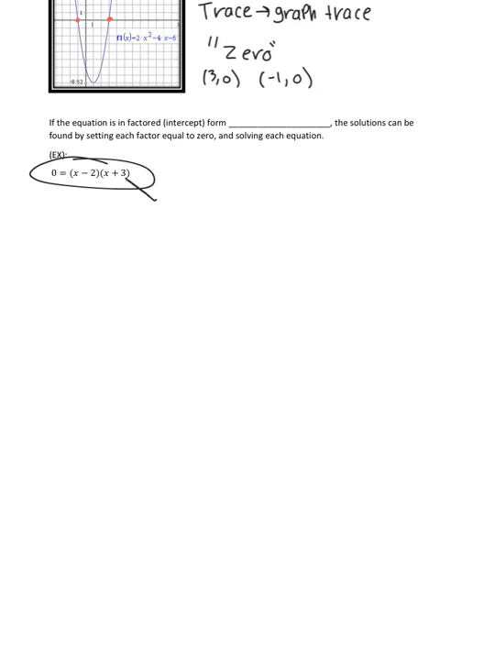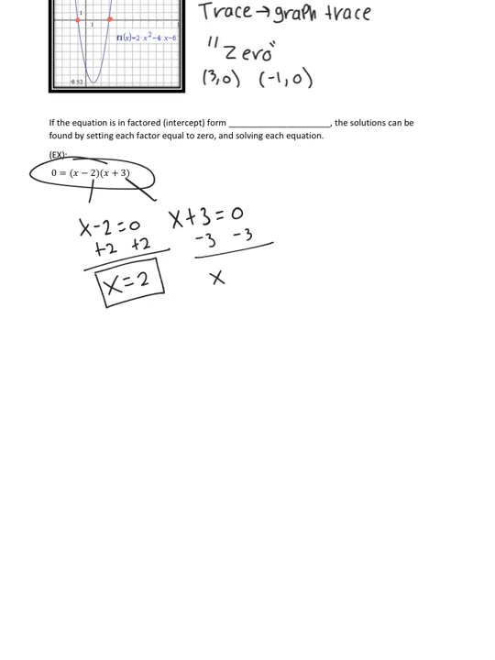What I mean by that is I'm going to take x minus 2 and set it equal to 0, x plus 3 equal to 0, and then you're just going to solve for x on both sides. So I have x equals +2 and x equals -3. If I were to write those as points, you would get 2, 0 and -3, 0.